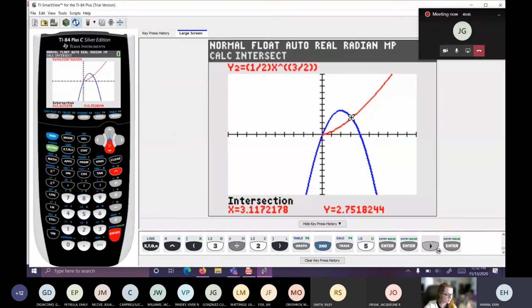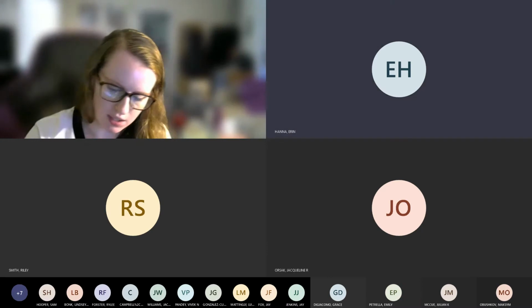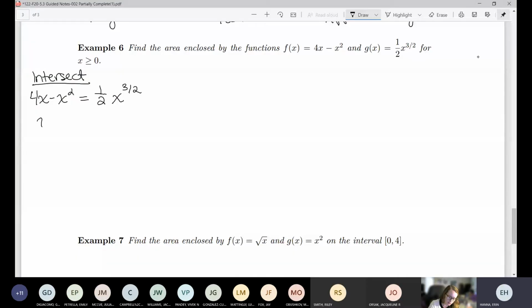And it tells you. Hooray! So they intersect at approximately 3.12. So you plug both of the functions into the y = key, you hit second trace to get the calc, hit number 5 for intersect, enter, enter, scroll over until approximately where they intersect, enter. So we used our handy dandy calculator to tell us that these intersect at approximately x = 3.12. So we're done that step. Hooray!